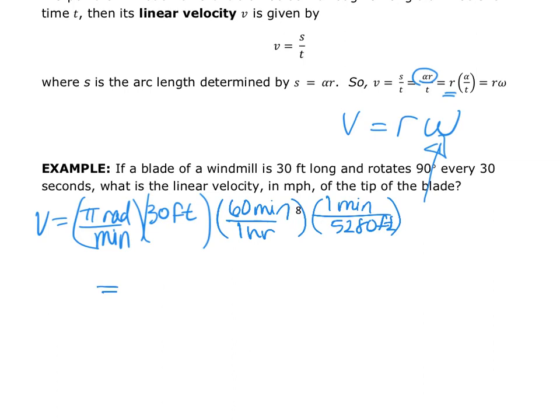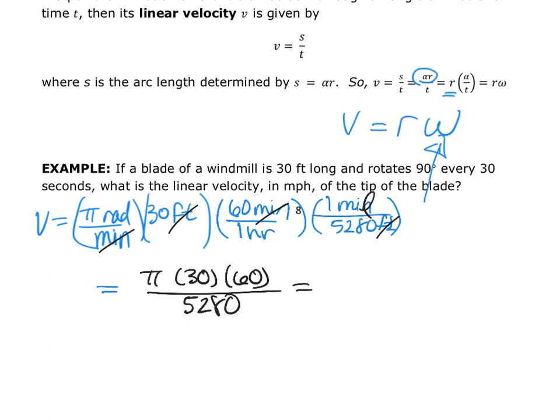So basically, here's what I'm doing. I am multiplying, and then we'll let you go. So the minutes are going to cancel. My feet are going to cancel. And that's miles over here. I am multiplying pi times 30 times 60. I am dividing that answer by 5,280.